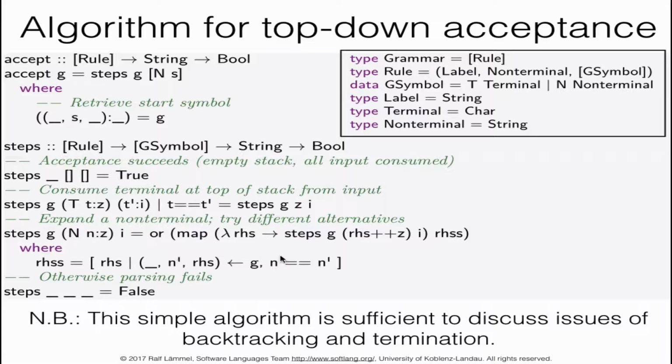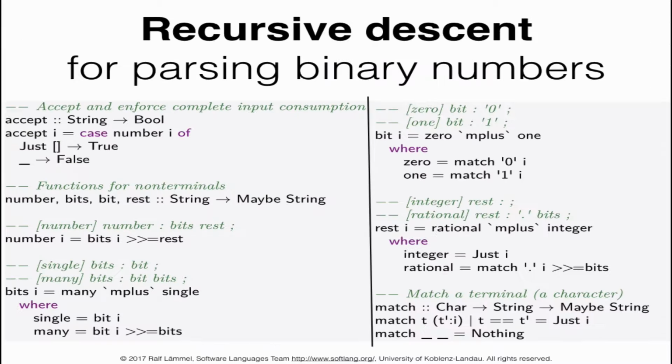So the right-hand sides for the non-terminal at hand are looked up by the list comprehension. And then in fact, we consider all possible right-hand sides. So this is a very naive algorithm. It may not even terminate necessarily, for example, when we have left recursion, but it's sufficient to discuss these issues like impact of backtracking or limiting backtracking, possibilities for non-termination. So it's good for discussing basics of parsing.